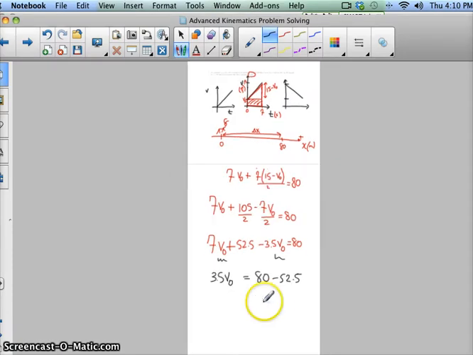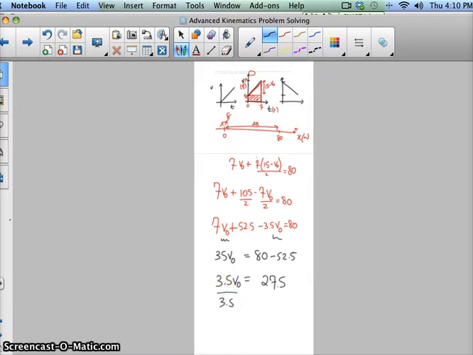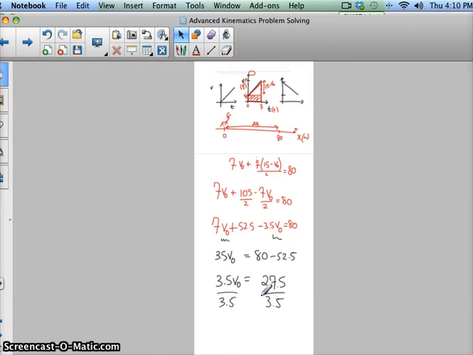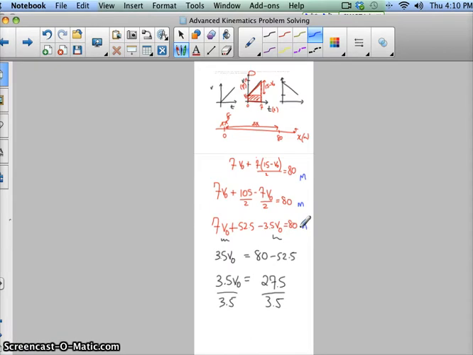So now let's see. I get 27.5. And this is equal to 3.5 V naught. Alright. And it looks like I'm almost there. I just got to divide both sides by 3.5. And now would be a pretty good time to check my units. Going back up, this 80 is meters. So when I subtract 52.5 from 80, that is also in meters. That means this number is in meters.